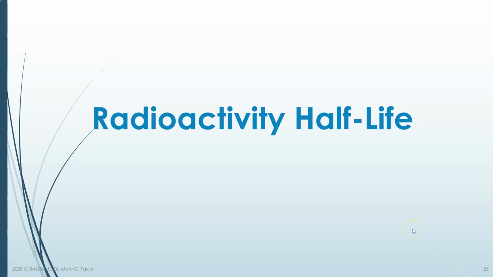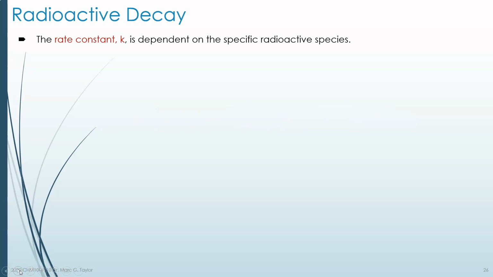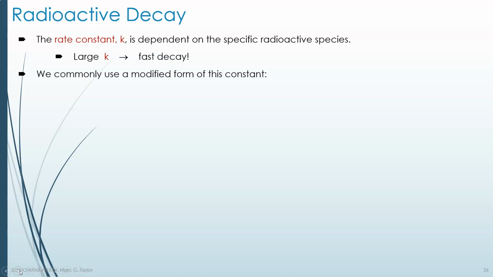Nuclear chemistry, continued. Radioactive half-life. Whenever you're looking at radioactivity, one way to quantitate it would be the rate constant associated with how fast a radioactive species decays, how fast it produces particles of alpha, beta, gamma, protons, neutrons, etc. And that rate constant, like any rate constant, is abbreviated as the lowercase letter k. So a large k means a fast decay, a small k means a slow decay.